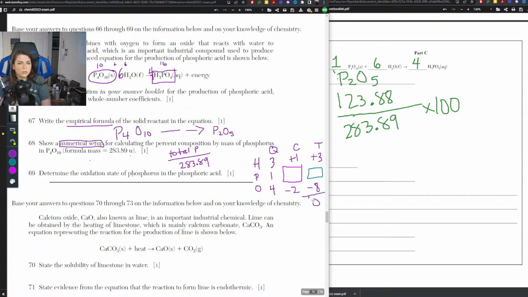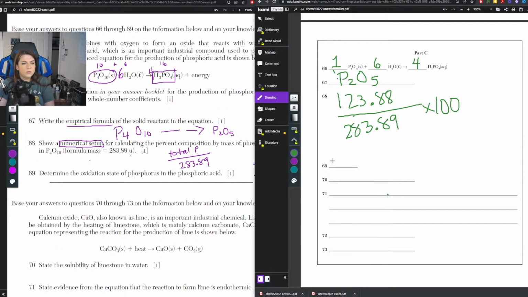And I need my total to come out to 0 because phosphoric acid is a neutral compound. So the mystery number that goes in this blue box would have to be +5. +3 plus +5 minus 8 will give us 0. Because I only have 1 phosphorus, the charge of a single phosphorus is also +5. So that is the answer. It's +5.